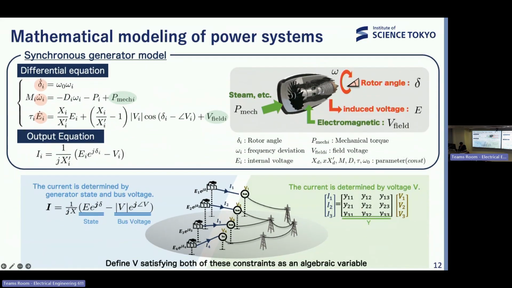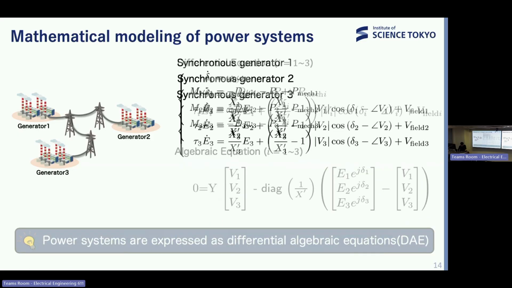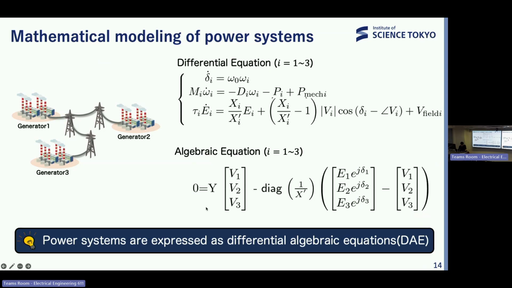By combining these generator output equations and network equations, we obtain an algebraic equation like this. In other words, the power system is modeled as a set of differential algebraic equations. For example, if we have three generators, we end up with three differential equations, and by combining the generators' output equations and network equations, we get the algebraic equations.